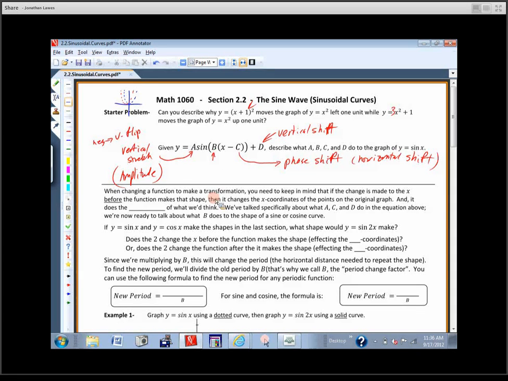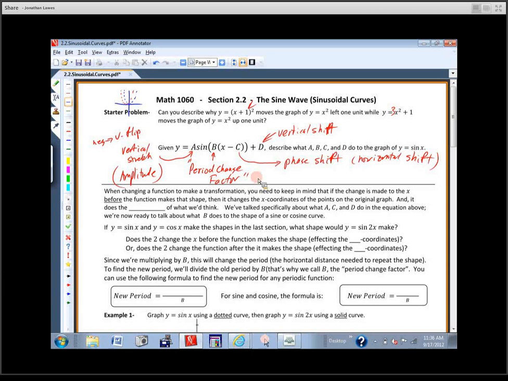We're going to talk about what this one does. Okay, this one is called a period change factor. It's called a period change factor. Now, we're going to talk about why it's called that in just a second, and I completely made that phrase up because it describes what it does. Probably won't find that in any textbook.